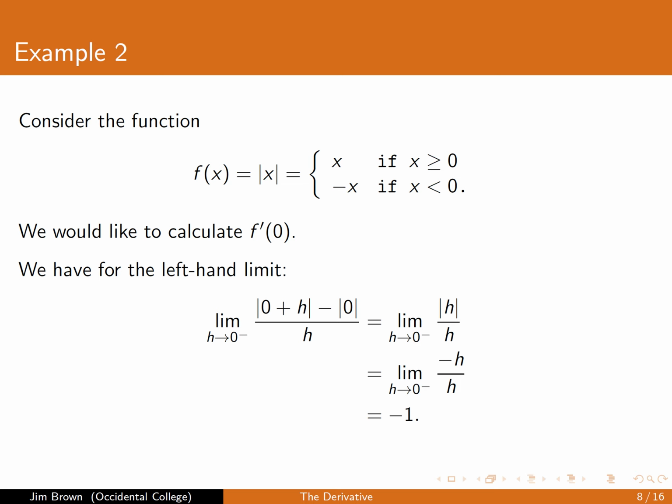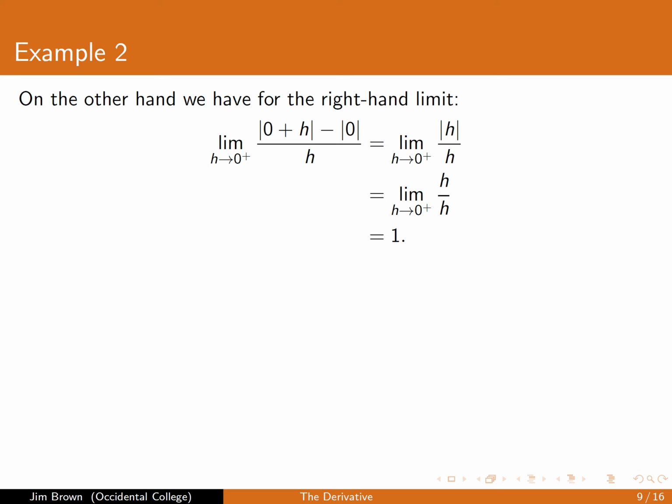Now, since we're saying that h is coming to 0 from the left, that's telling us h is a negative number. So that means the absolute value of h is negative h. So I get the limit as h goes to 0 from the left of negative h over h. Well, the h in the top and the h in the bottom cancel, so we just get the limit as h goes to 0 from the left of -1, which is just -1.